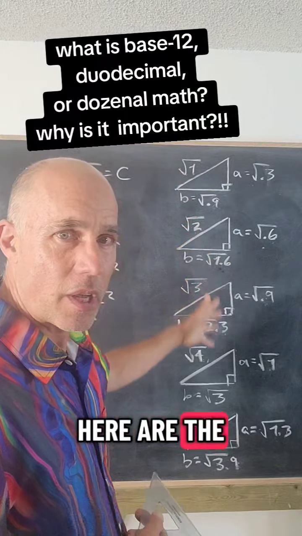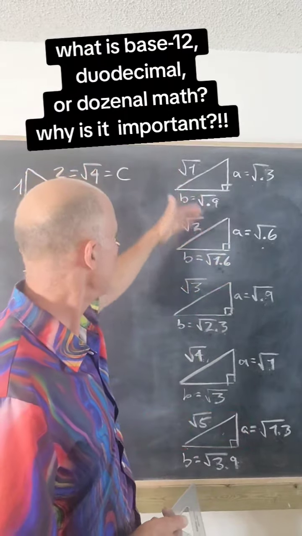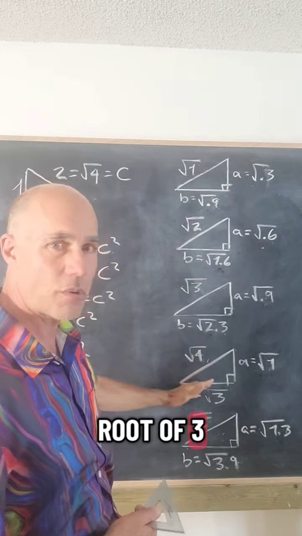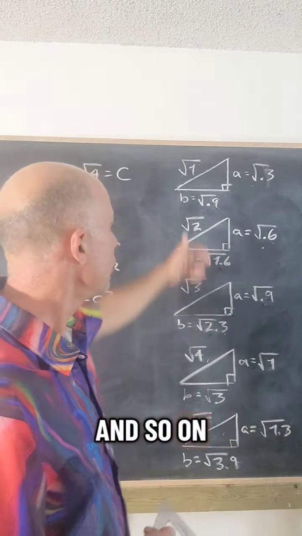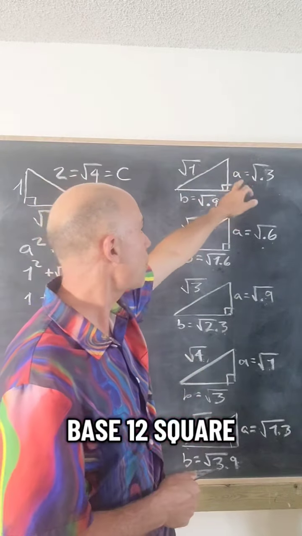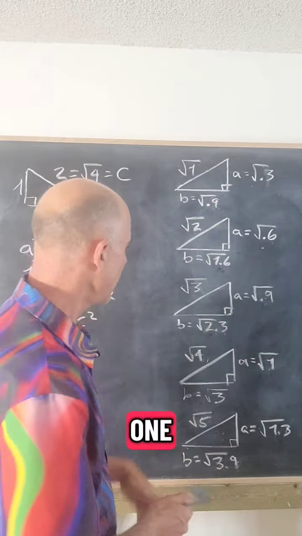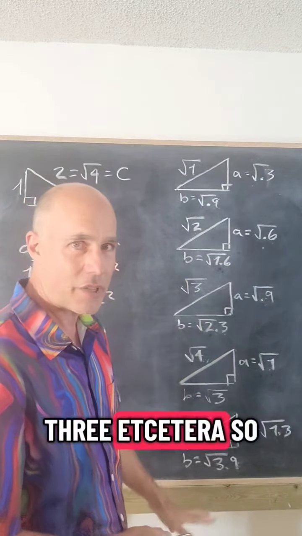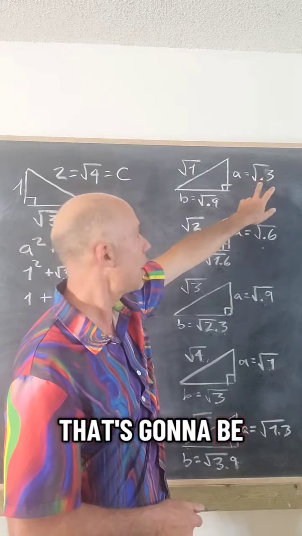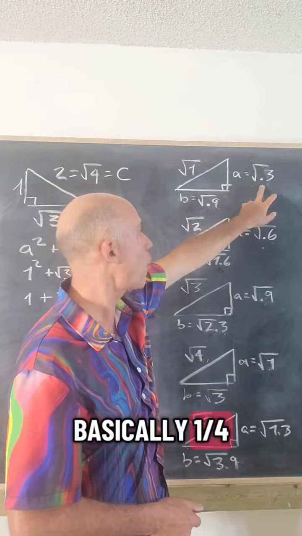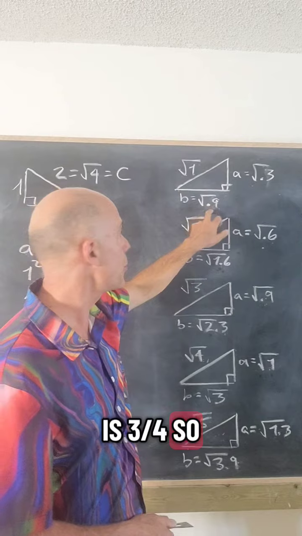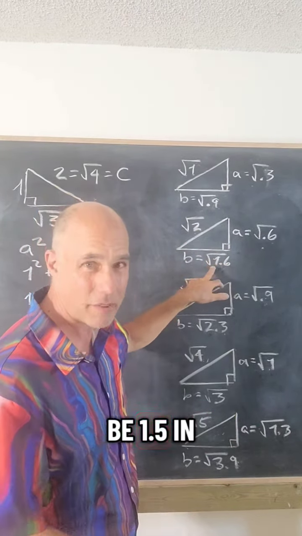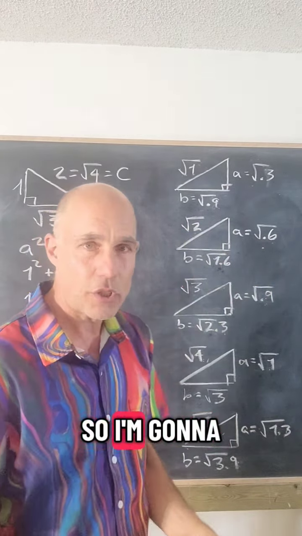I'm going to show you here the base 12 versions of the series of triangles where we have the square root of 1 for the hypotenuse, then square root of 2, square root of 3, square root of 4, and 5, and so on. So on this side, in base 12, square root of 0.3, 0.6, 0.9, 1, square root of 0.9, 1.6, 2.3, 3, etc. So in base 10, that would be 0.25. This is basically a quarter, and then this is 3/4. So 3/4 and a quarter gives us 1, a half, 1 1/2 gives us 2. So this would be 1.5 in base 10. And so on.